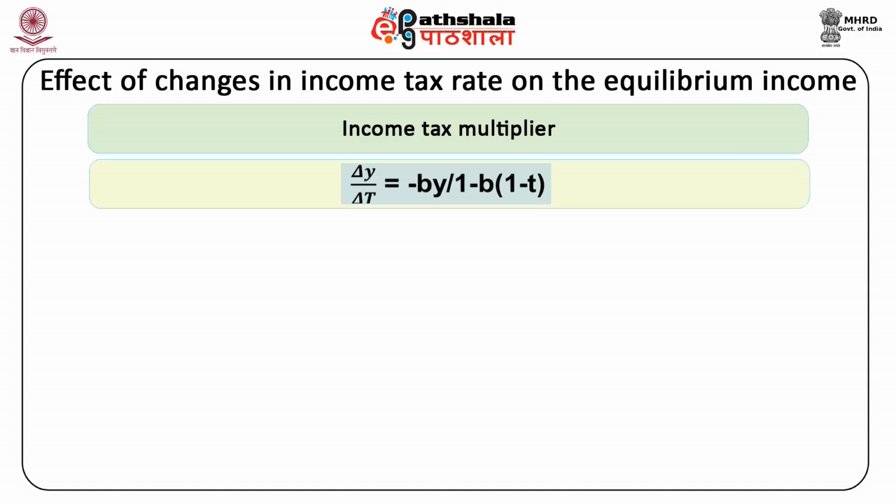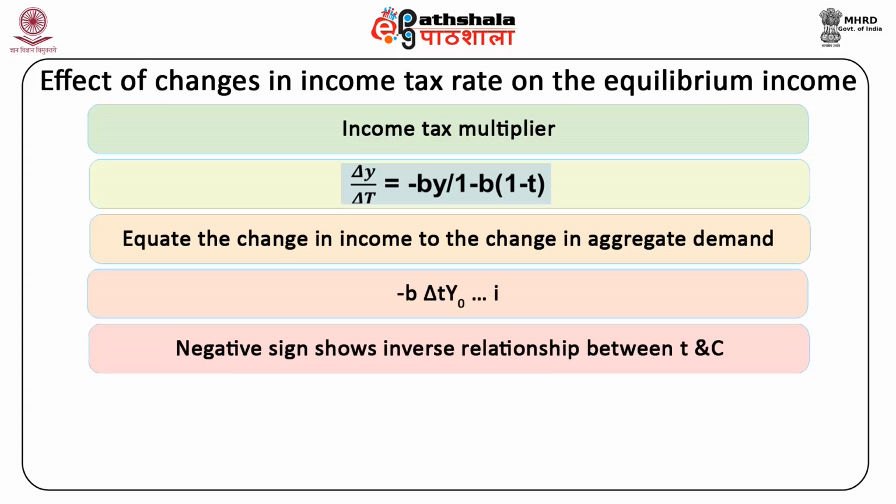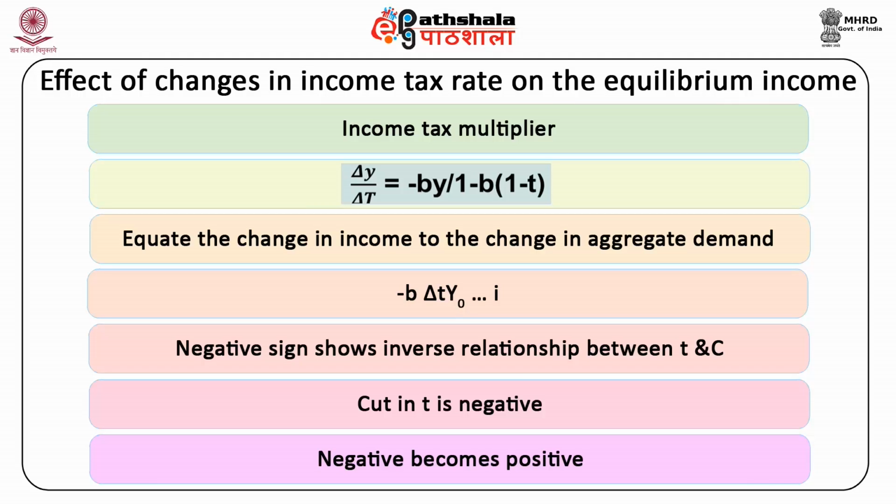To calculate the change in equilibrium income, we equate the change in income to the change in aggregate demand. The change in aggregate demand has two components. The first is the change in consumption spending at the initial level of income, Y naught, that arises from the tax rate change. It is given by minus B into change in t into Y naught. This is equation 1. The negative sign shows the inverse relationship between tax rate and consumption. If there is a cut in the tax rate, then change in t is negative and the negative becomes positive. That is, consumption spending increases.